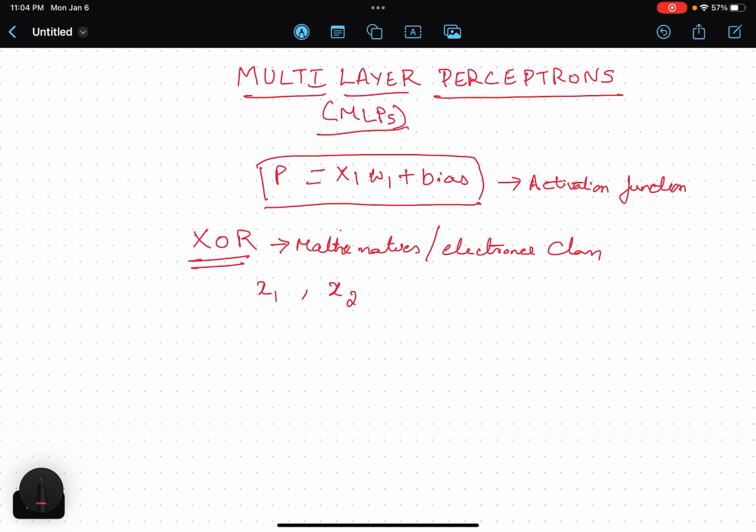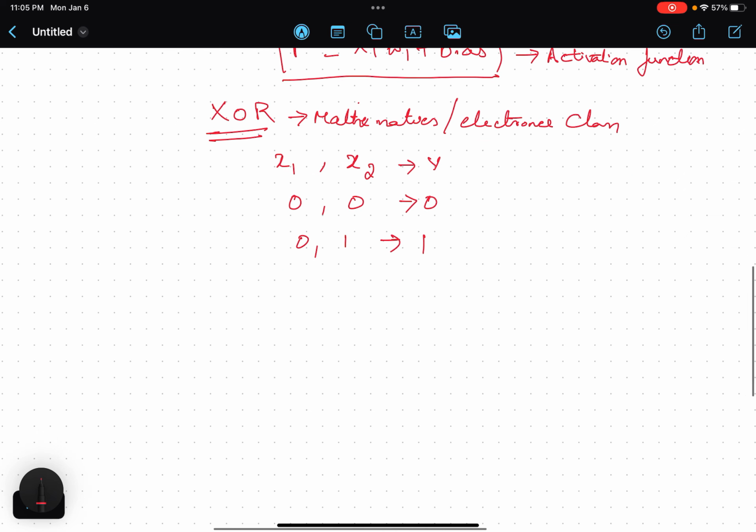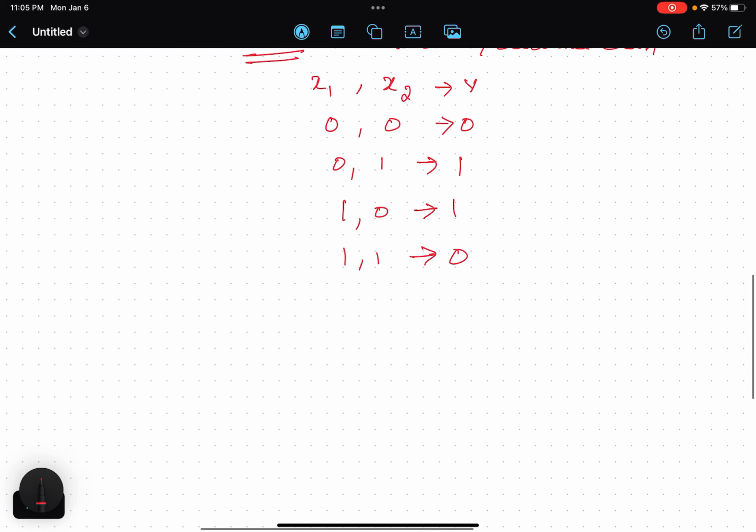So an XOR gate has two inputs and one output. Okay, so there are scenarios. 0 and 0 means the output is 0. 0 and 1, output is 1. And 1 and 0, the output is 1. And 1 comma 1, the output is 0. Okay, so this is an XOR gate, also called an exclusive OR.